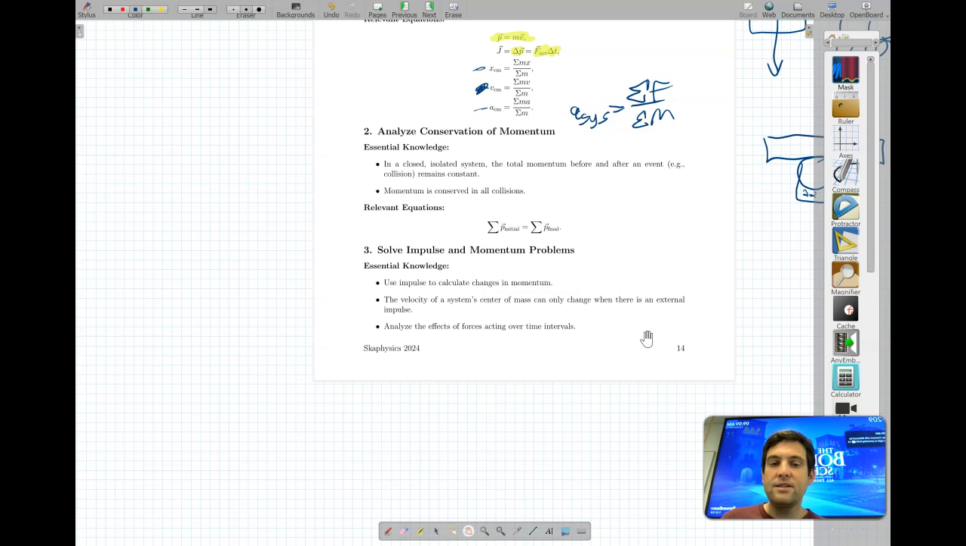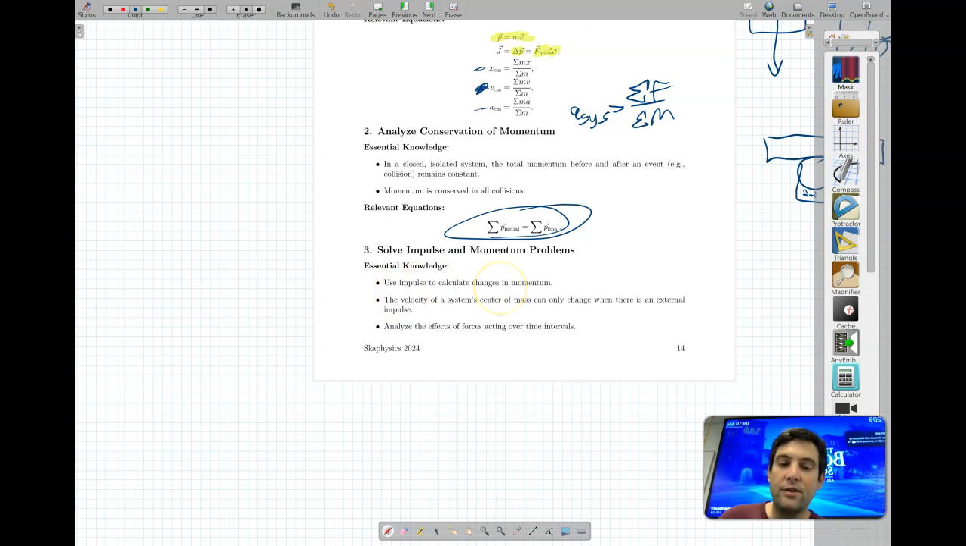In a closed isolated system, total momentum before and after an event remains constant. Momentum is always conserved. Energy ain't. So keep that in mind. Remember, momentum is always conserved. Our relevant equation is total momentum in the beginning equals total momentum in the end. Add up the momenta of each individual object in the beginning and each individual object in the end.